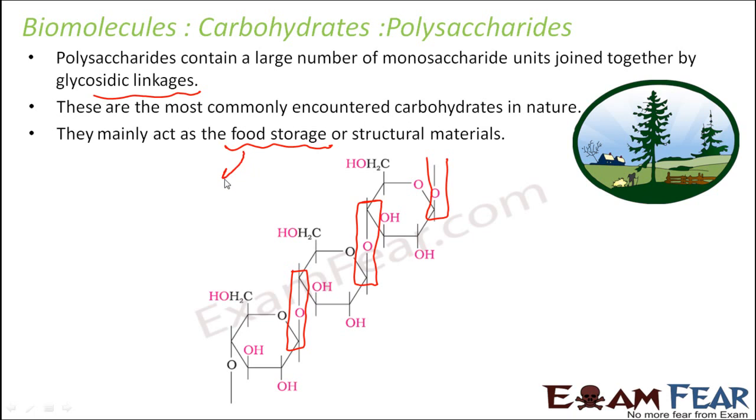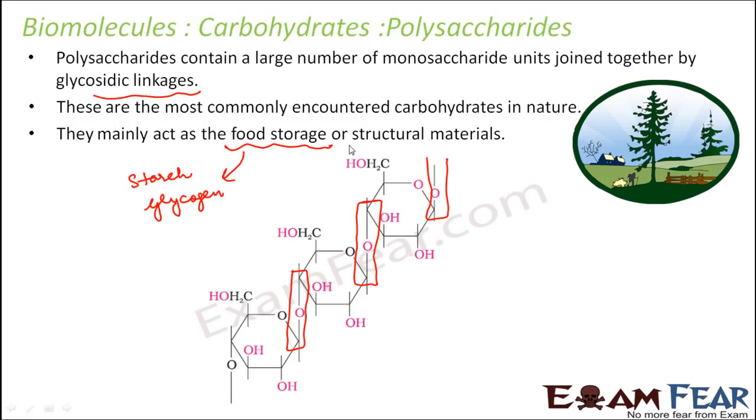When we talk about food storage, we talk about starch in case of plants and glycogen in case of animals. I mentioned this before also, why they act as energy storage: because they are made up of many monosaccharide units. If that energy needs to be utilized instantly, that is a little difficult, because the polysaccharides will first get hydrolyzed to form monosaccharides, and then those monosaccharides can be an instant source of energy. So they cannot be an instant source of energy. That is why they act as energy reserves or energy storage.